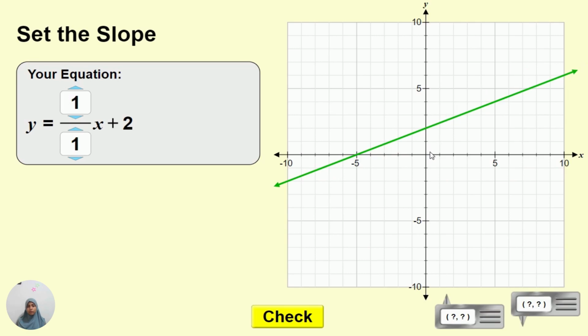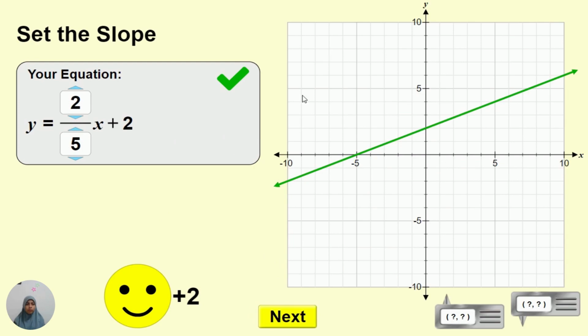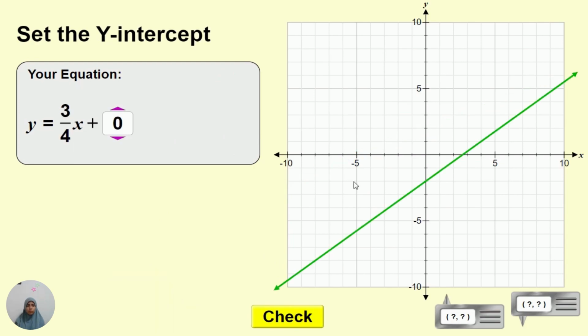Remember that in order to find the gradient, you have to divide the rise by the run. The rise here is 2, and the run here is 5. So my gradient is 2 over 5. Check. Correct. Here it's simple, we just have to set the y-intercept. The y-intercept is negative, so it's -2.